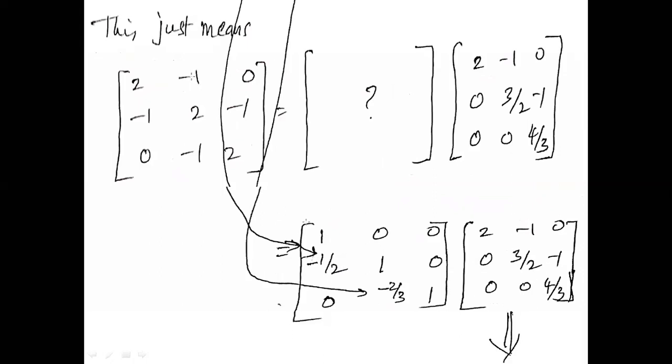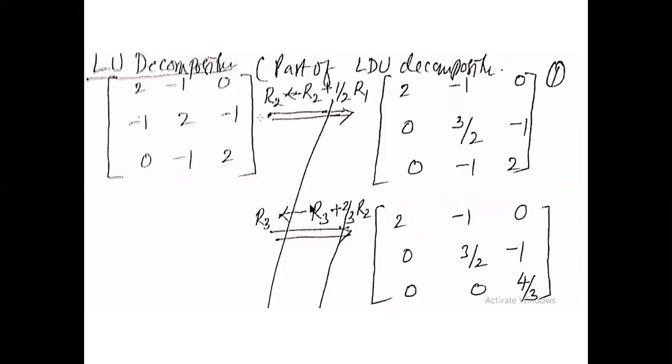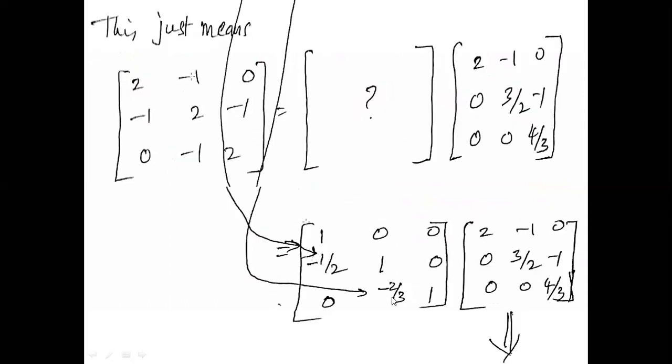Okay. Next, what other operation have we done? R3 equal to R3 plus 2 by 3 R2. So I can write this as R3 minus 2 by 3 R2. And the question is, where should I place this minus 2 by 3? If you see, the original matrix has 0 here. Therefore, obviously, minus 2 by 3 should only fit at this factor. Therefore, I take minus 2 by 3 and directly fit here.